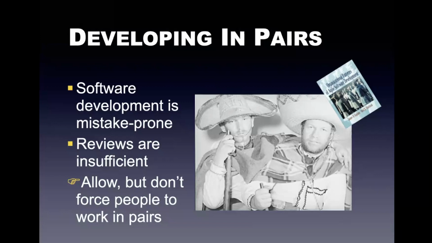And the pattern is roughly, well, software development is mistake prone. We have bugs that come up, and reviews are not enough to solve the problems. Therefore, allow but don't force people to work in pairs. Have four eyes on the code all the time. So this again is a pattern. It's a structure. It's something I build. It's a very, very small temporary organization of two people that I build.